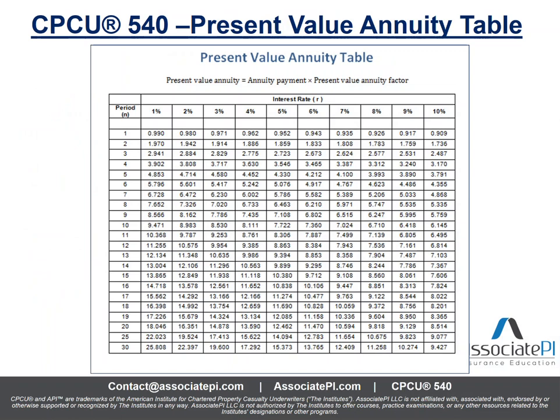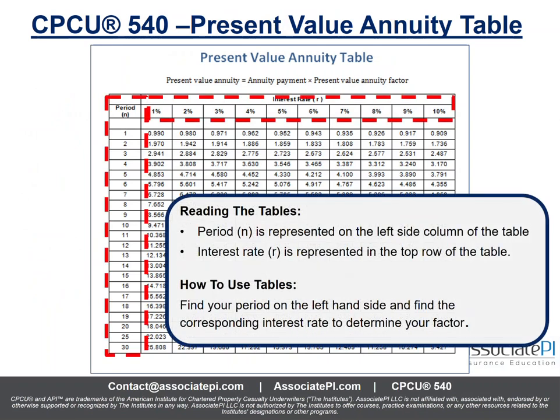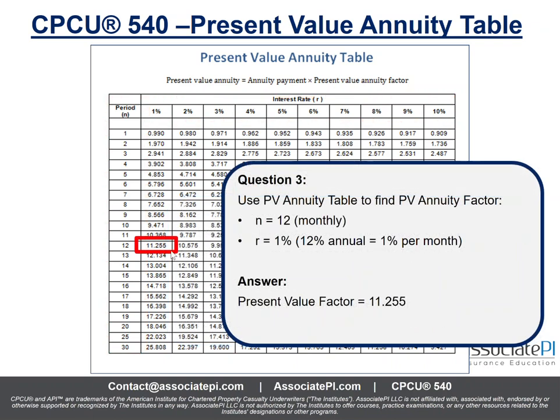So here is the present value of an annuity table. And as we covered in the last video, we broke down how to use these tables. Your period is on the left side and your interest rate is on the top. So here we go. We want to find our period. We know it's 12. And we know our interest rate is 1. So we find period 12, interest rate 1. So that should be our present value factor. And there we go. There it is. So period of 12, interest rate of 1. There is our present value factor that we apply to our present value of an ordinary annuity formula.